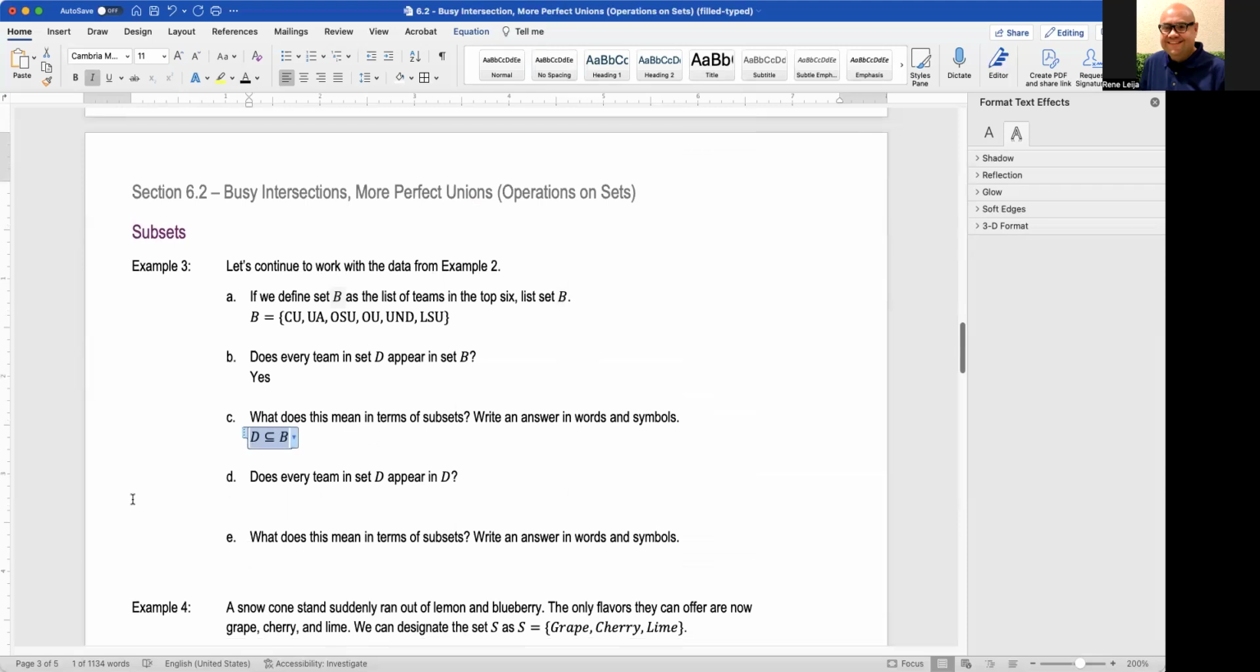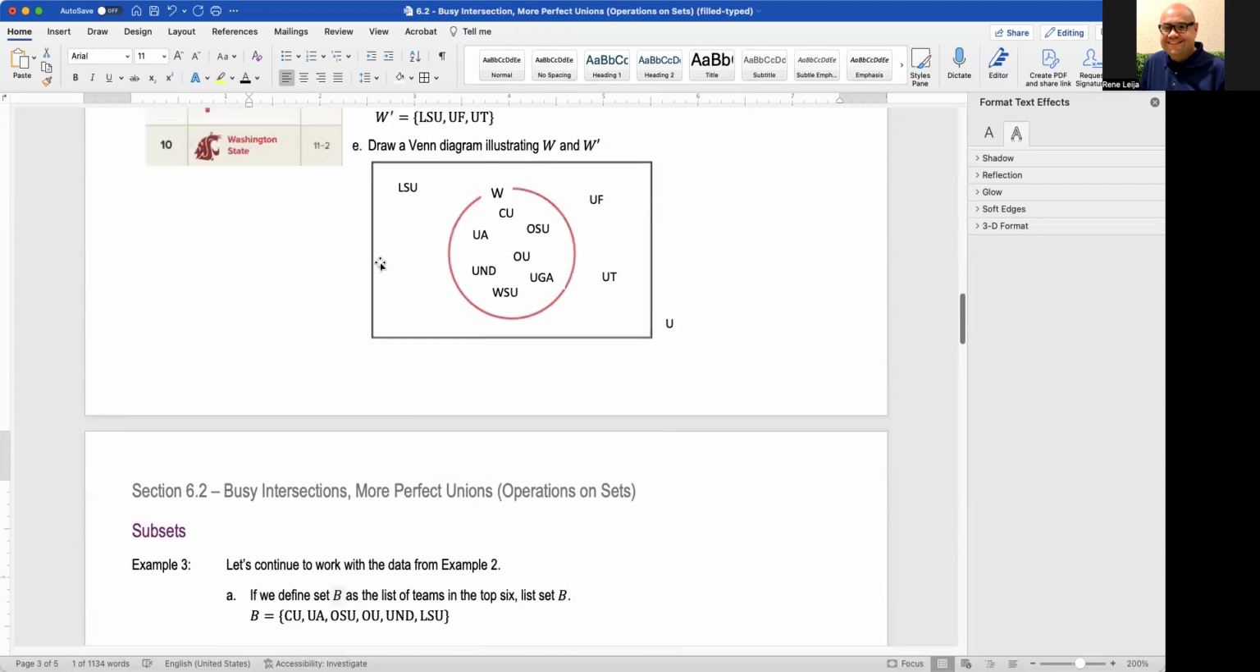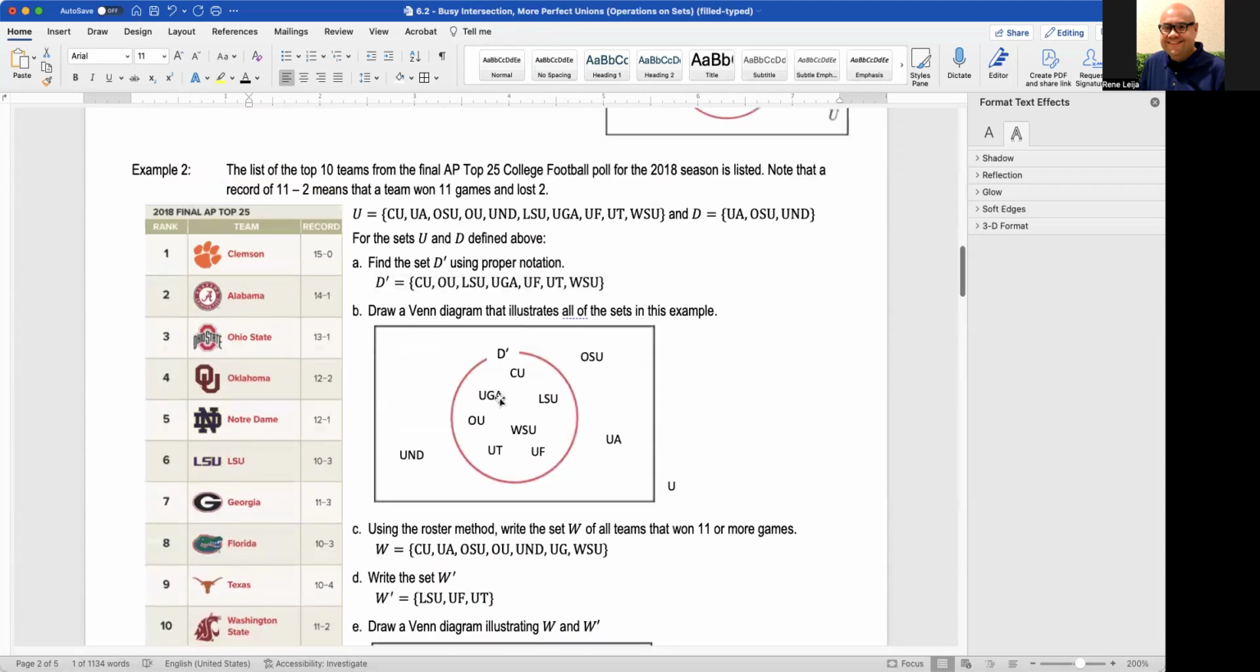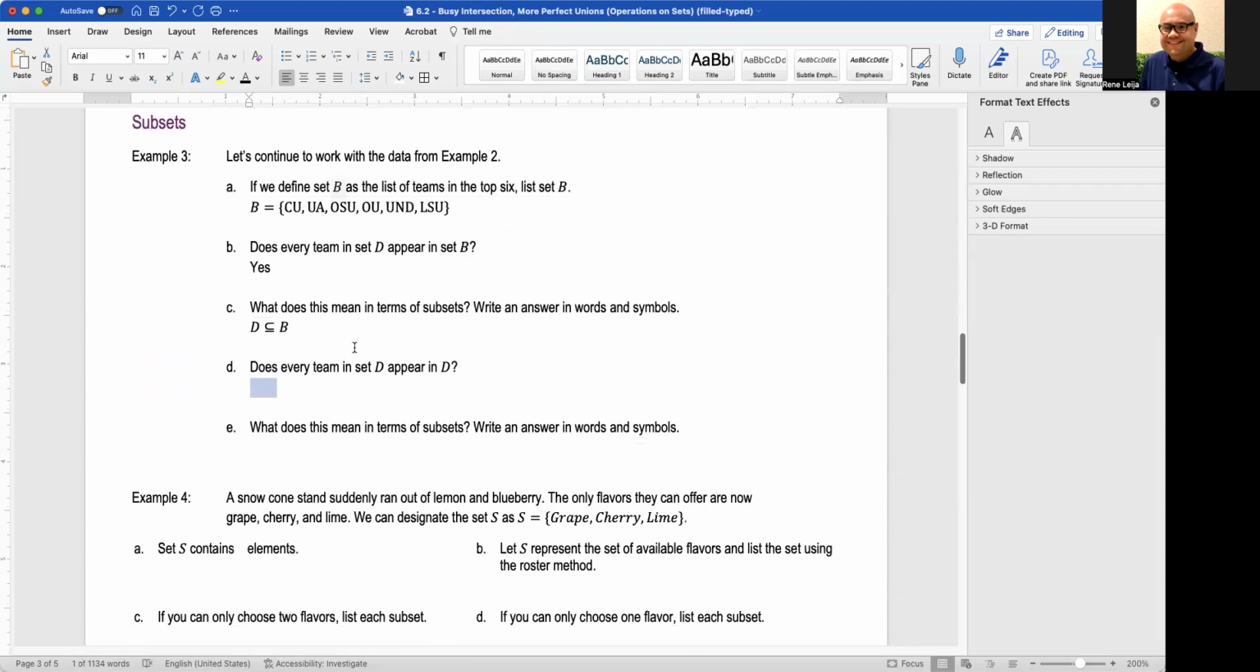And that's how you write the notation. And then we're asked, does every team in set B appear in set D? That kind of sounds like, well, that's a dumb question. Well, of course, every team in set D appears in set D. These 3 teams are in set D. Well, do they appear in set D? Well, yeah, that's there. So it kind of seems like a dumb question.